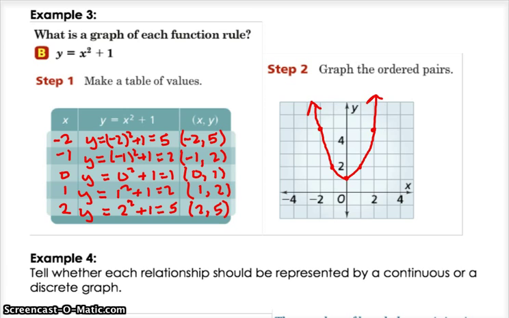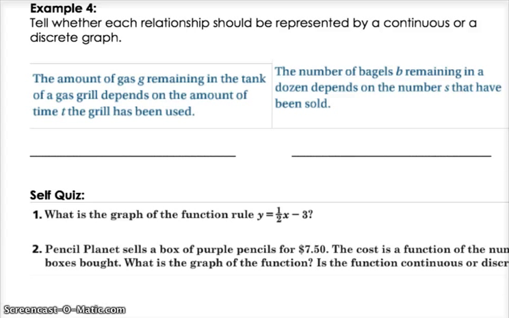All right, last example before you get to try. We're going to determine whether graphs should be continuous or discrete. Looking at the situation, we'll determine whether it should be a set of points or one continuous line. So the amount of gas, G, remaining in the tank of a gas grill depends on the amount of time, T, the gas grill has been used. So, is the amount of gas continuous or discrete? Since I can have partial amounts of gas left in the tank, this is a continuous graph.